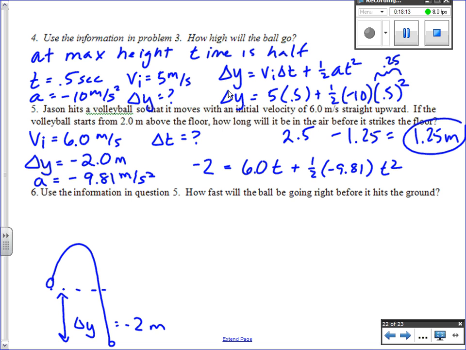For question 6, use the information in question 5. How fast will the ball be going right before it hits the ground? After we solve this, we would have delta t, and we would be able to use Vf equals Vi plus a delta t, and we would be able to solve for Vf.